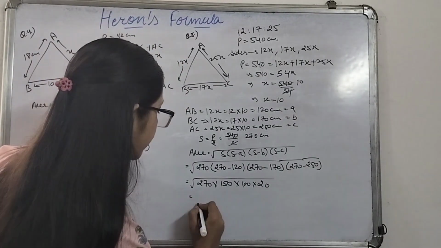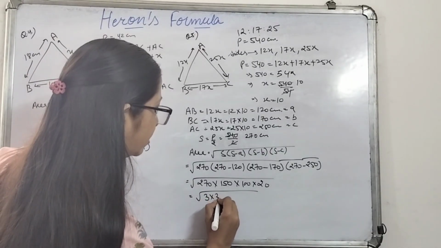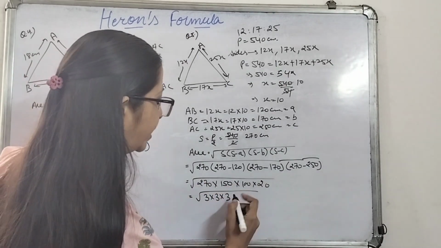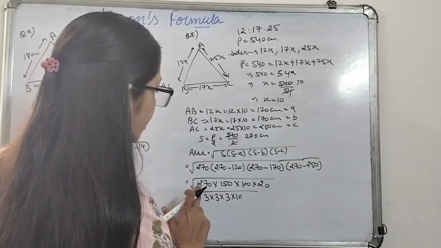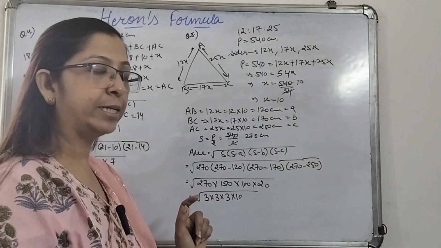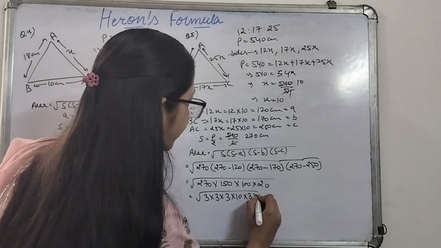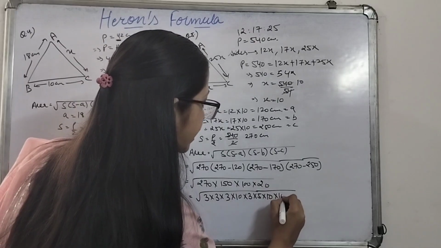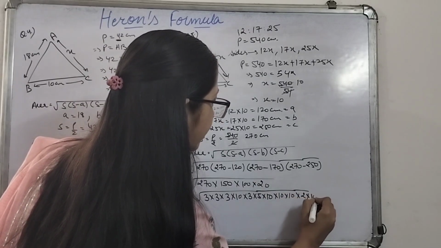What we can write it as? 27 could be written as 3 multiplied by 3 multiplied by 3. I am keeping it as 10 only because there are so many 10s, so we can make the pair of 10 also. So 270 could be written as 3 multiplied by 3 multiplied by 3 multiplied by 10. 150 could be written as 3 multiplied by 5 multiplied by 10. 100 could be written as 10 multiplied by 10. And 20 could be written as 2 multiplied by 10.